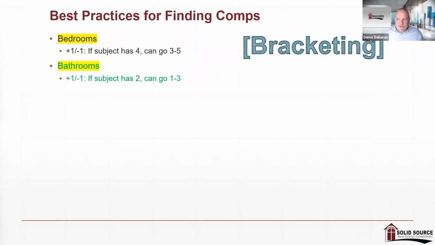Then we're going to look at bathrooms, same thing. If it has 2 full baths, it might say 2.5, whatever. Just bracket that full bath number, 1 to 3. Acreage is a little bit trickier. The recommendation would be to start, if your subject property has half an acre, go 1/4 acre to 3/4 of an acre, up to 1 if you need to, just depending on the results.